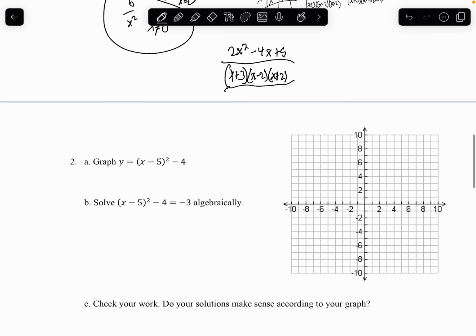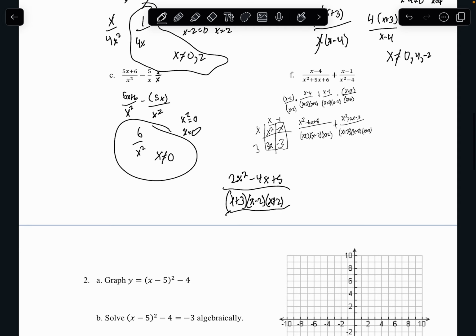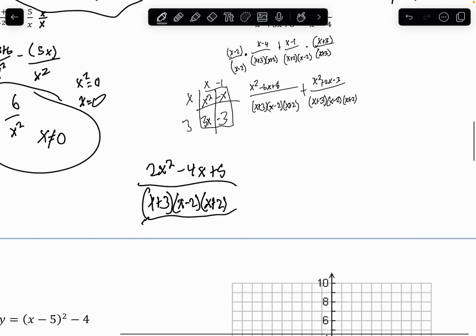Alright, this is the second page in the review. So for the last problem in the last video, I forgot to do x cannot equal. Do that really quick.